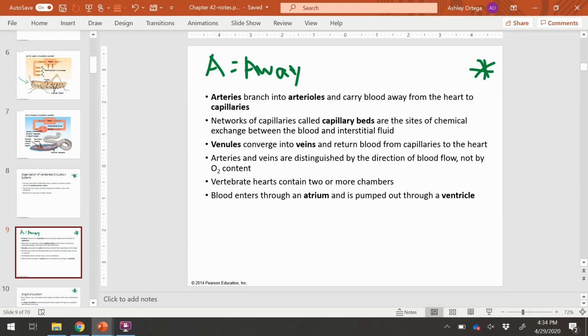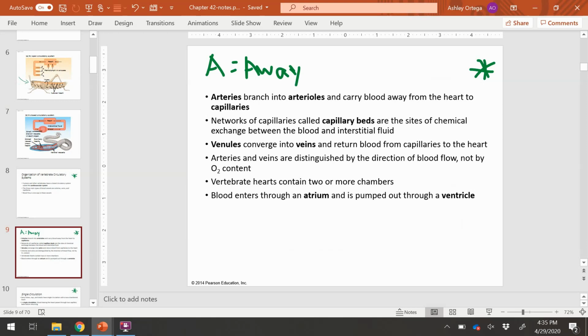Looking at capillaries, you will see networks of these capillary vessels called capillary beds. These are going to be a site of chemical exchange. So this is where the oxygen is going to enter the body cell, and then the body cell is going to send carbon dioxide back to the blood in the capillary bed. And so that's the chemical exchange. Oxygen going into the body cell, leaving the blood, and then carbon dioxide entering the blood leaving the body cell.